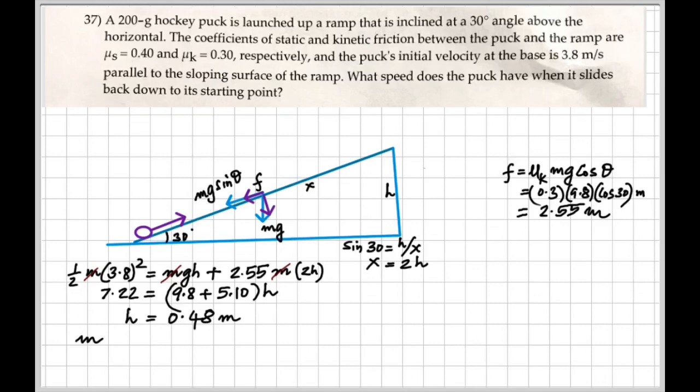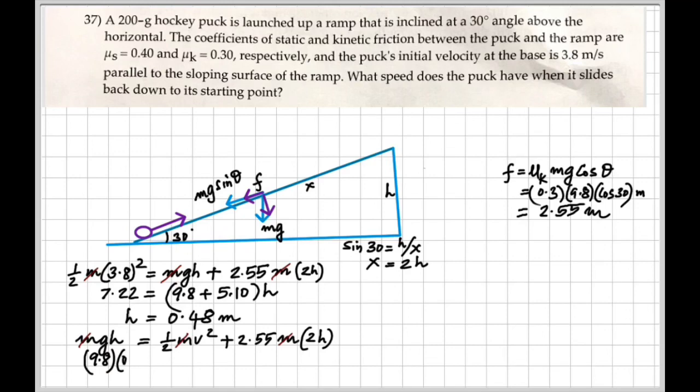So the next step is going to come back down. When it comes down, the potential energy at the top should be equal to kinetic energy at the bottom plus the work done against friction. So again, mgh is equal to 1/2 times mass times velocity squared. We're looking for this velocity, plus the work against friction. Force of friction is there. It's 2.55 m times 2h, same as before. It's coming down the same distance, right? So now you just got to calculate.